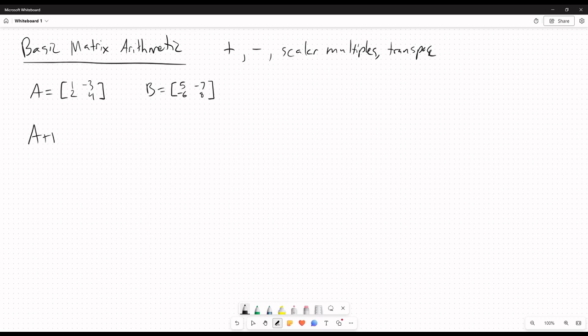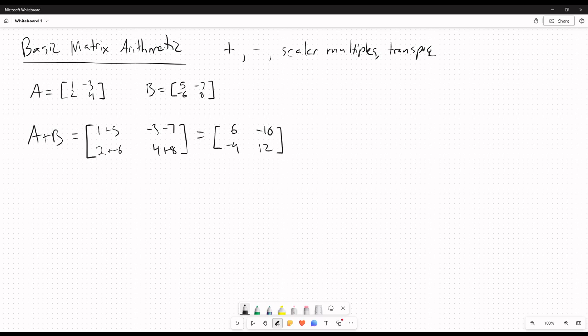If you're adding two matrices together, you're going to add component by component. So in this case, if I was adding A plus B together, we'd have 1 plus 5 up here, -3 minus 7 here, 2 plus -6 here, and 4 plus 8 there. So my final matrix would be 6, -10, -4, and 12.